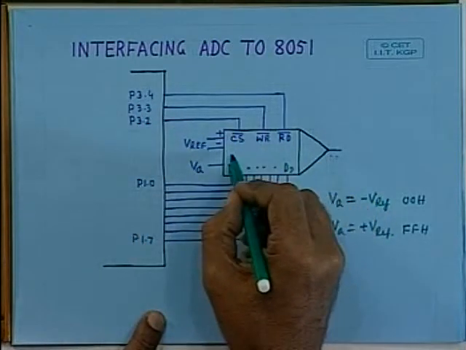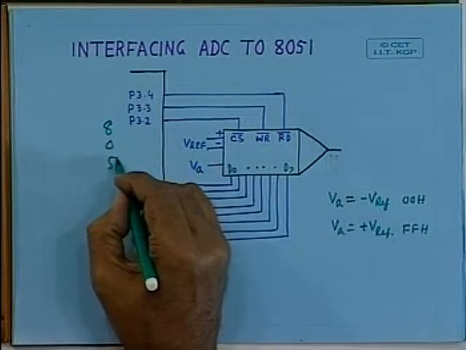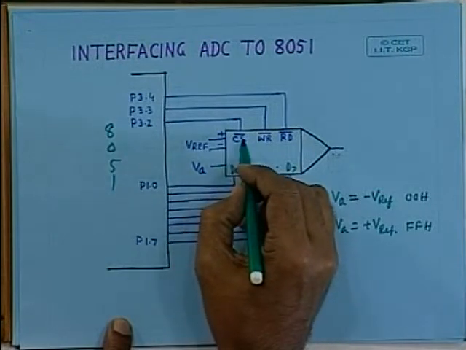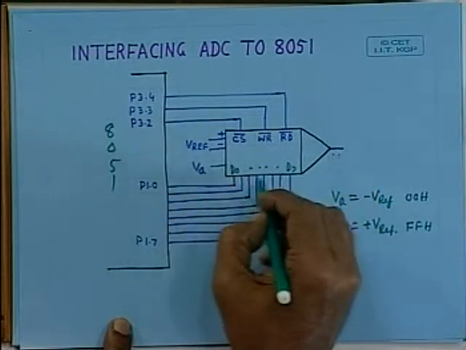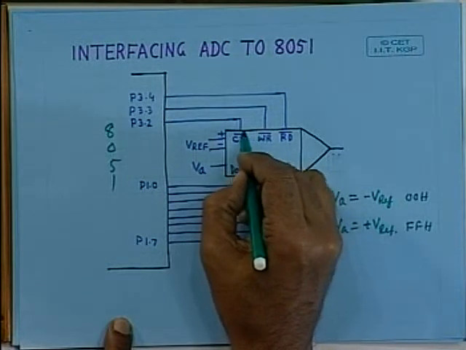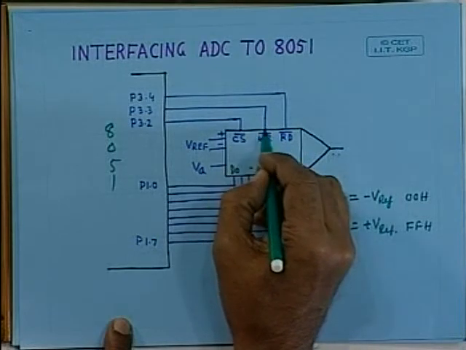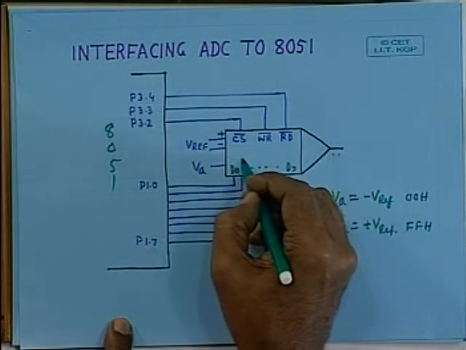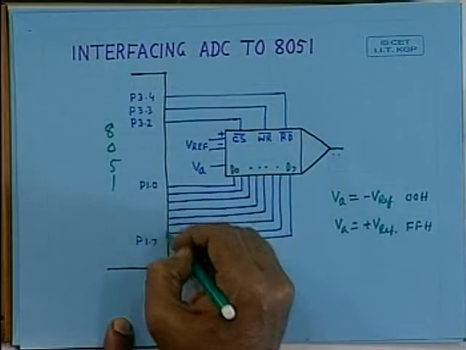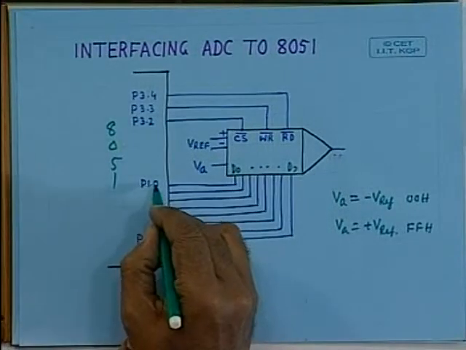This flash type AD converter can be interfaced through the port lines of 8051, and the interfacing is shown here. So you can do the control operation of this AD conversion. Conversion can be started by activating chip select and write. So whenever chip select and write is activated, conversion is started, and with the help of chip select and read, you can read the data through this port 1, P1.0 to P1.7.